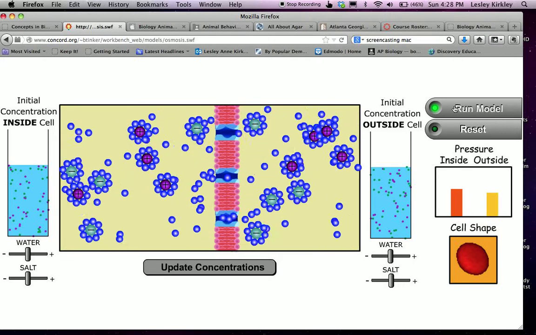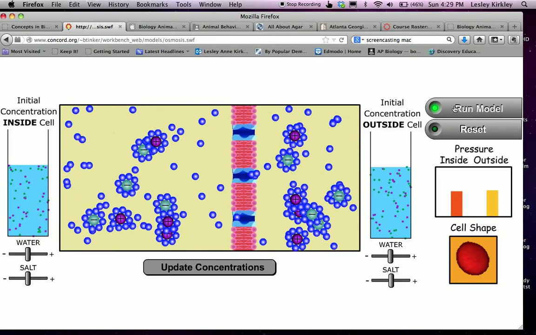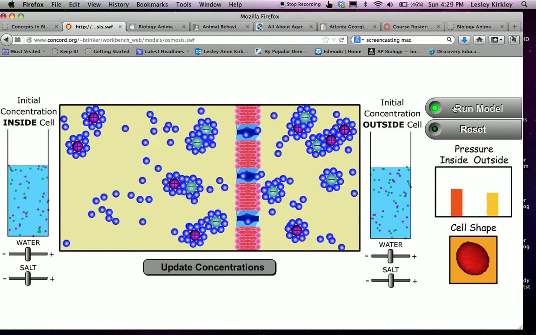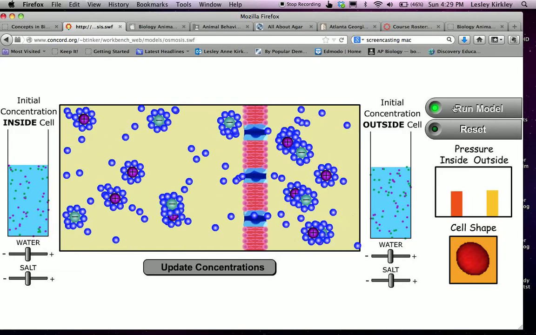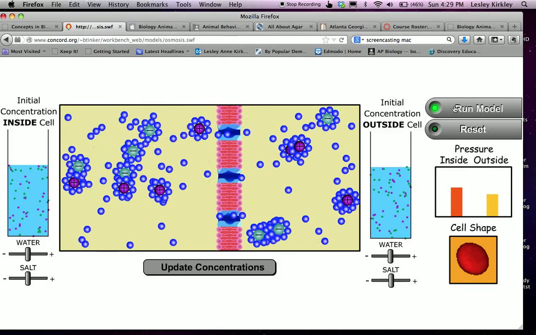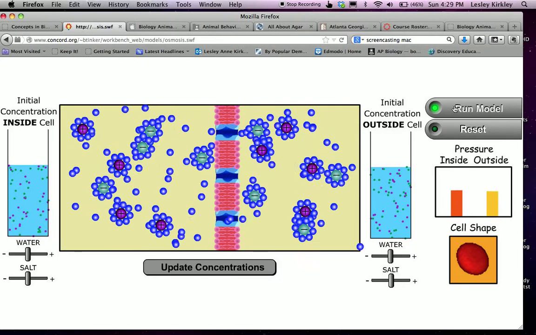So make some notes about which molecules are moving into and out of those channels. Look at the pressure and watch those bars and see what's happening with the pressure. And then double check the cell size, the shape of the cell, and see what's happening when I have equal concentrations of water and salt on either side.